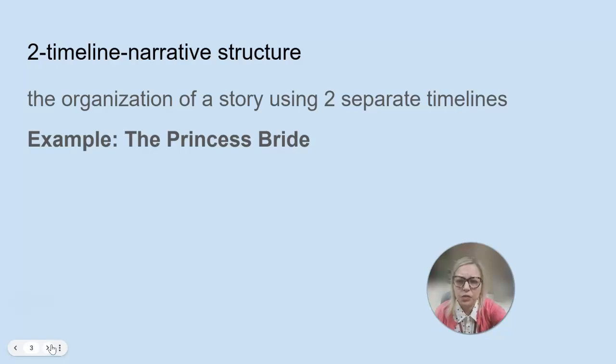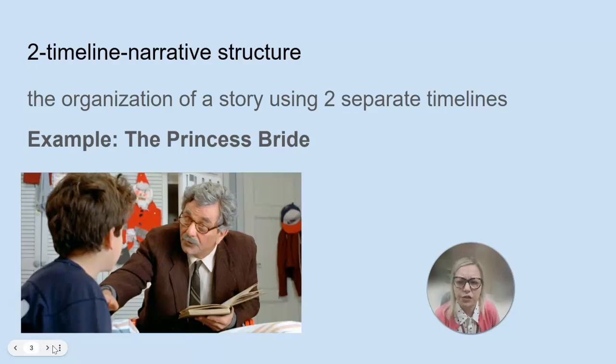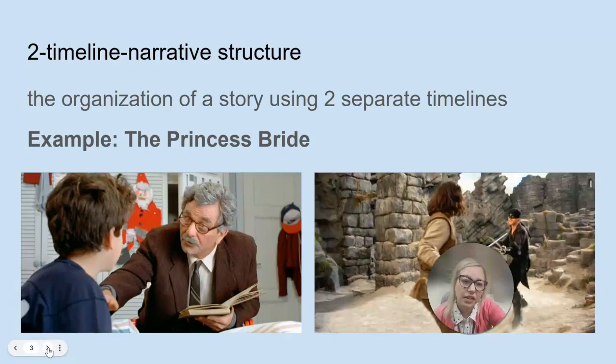Do you know this movie, The Princess Bride? Here's an example of a story that has two separate timelines. In this movie, we first see this child who is sick, and his grandfather comes over and he's going to tell him a story, right? And then the other timeline is the story that is told. And we've got pirates and people avenging fathers' deaths and all the things that happen in The Princess Bride. So they're two totally separate timelines existing in the same movie.